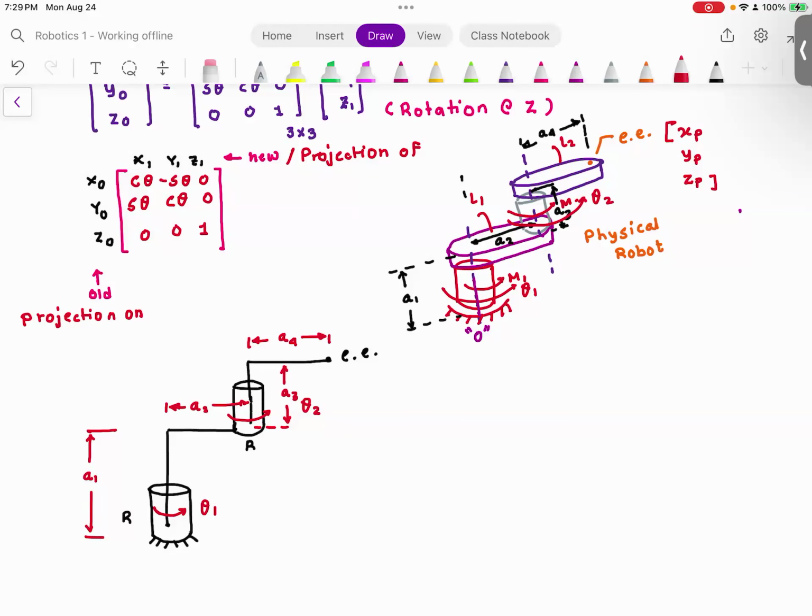So one thing I want you to understand is we have a three-dimensional robot. The kinematic diagram that we have drawn is called the kinematic diagram.